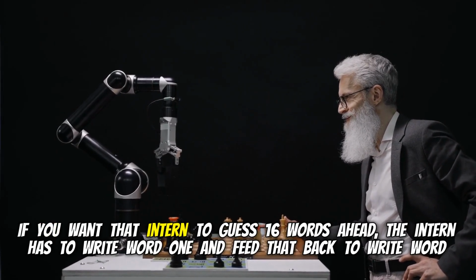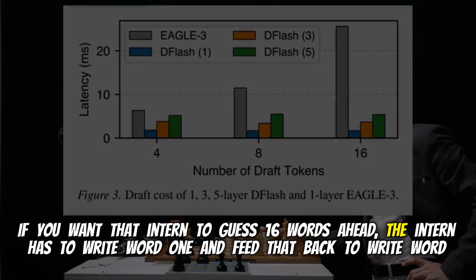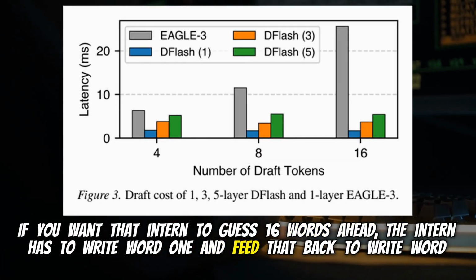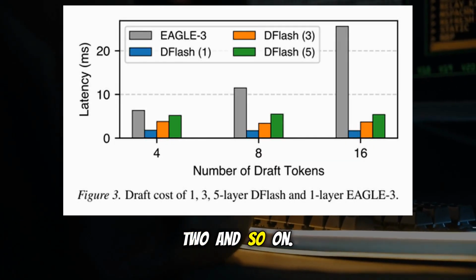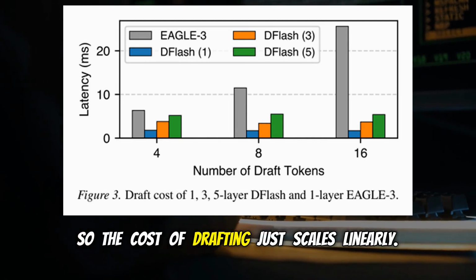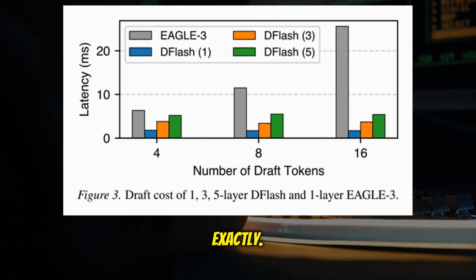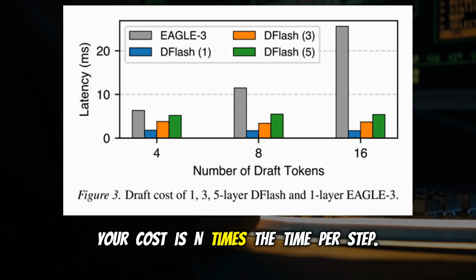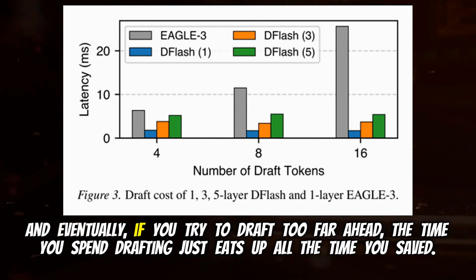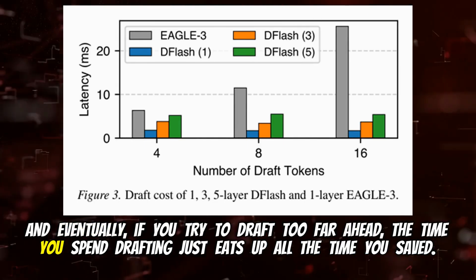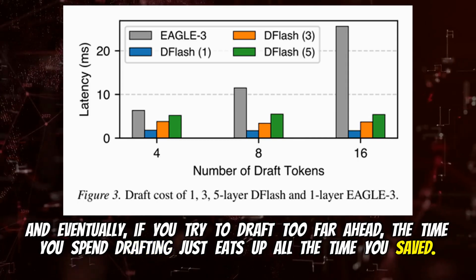If you want that intern to guess 16 words ahead, the intern has to write word 1 and feed that back to write word 2, and so on, sequentially. So the cost of drafting just scales linearly. Exactly. Your cost is n times the time per step. And eventually, if you try to draft too far ahead, the time you spend drafting just eats up all the time you saved. You hit a ceiling.